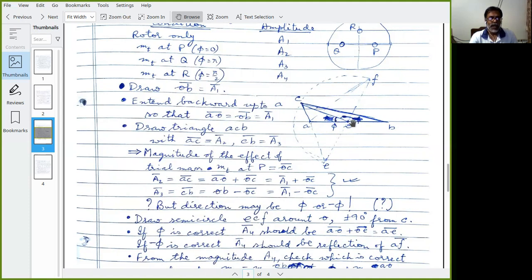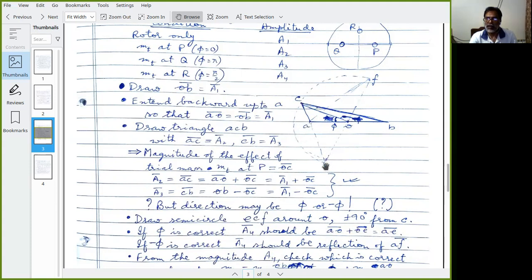Then, by going from P to R by 90 degrees counterclockwise, the effect of the trial mass would turn from C to E. Then the resulting A4 would be AO plus OE. The way this was AO plus OC for P, now it will be AO plus OE, that is AE. So if phi is correct, then A4 should be AO plus OE, that is AE.